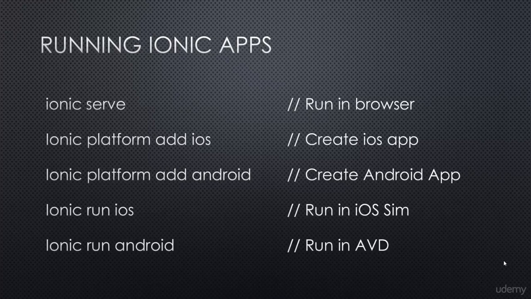Now, running an Ionic application, there's a few different ways to do it. We could do ionic serve, which would run it inside of a browser right on our computer. And then if we want to run it on, let's say, an iOS simulator, we would have to add iOS as a platform with this command here, ionic platform add ios. If we want to add Android, we can do add android. And then when we want to actually run in the simulator, we can do ionic run ios, or if we want to run it in the Android virtual device, we can do ionic run android.